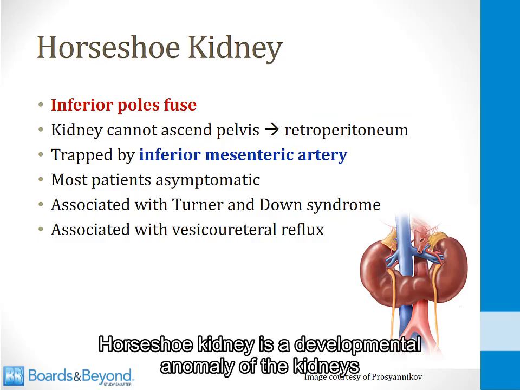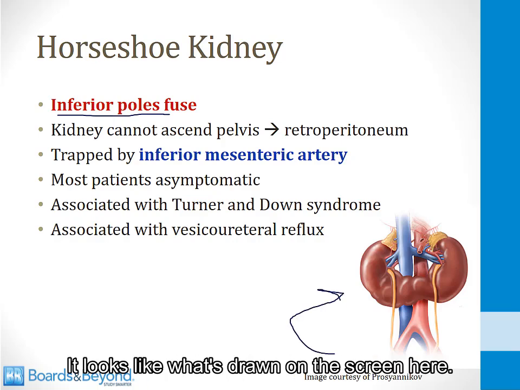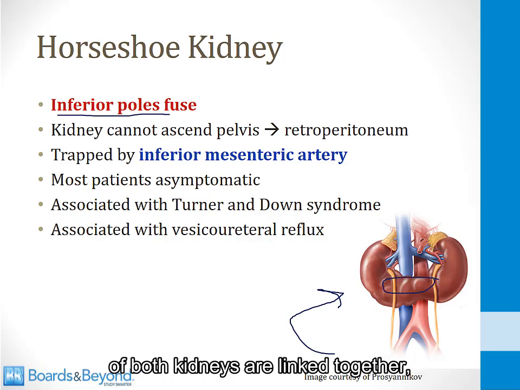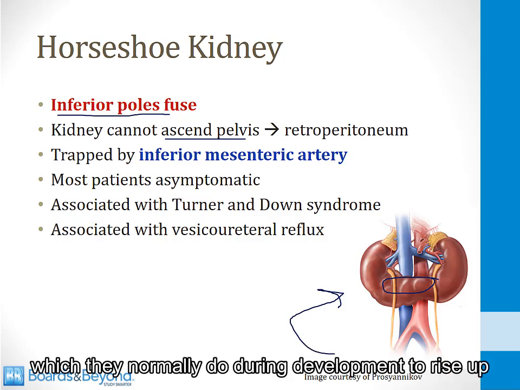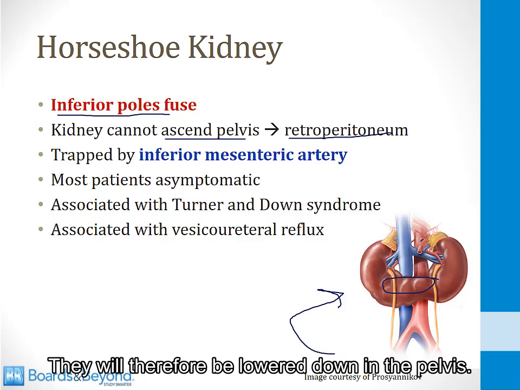Horseshoe kidney is a developmental anomaly of the kidneys where the inferior poles of both kidneys fuse. It looks like what's drawn on the screen here. You can see that the bottom or inferior portions of both kidneys are linked together. That's called a horseshoe kidney. When this happens, the kidneys cannot ascend in the pelvis, which they normally do during development, to rise up and settle in the retroperitoneum. They will therefore be lower down in the pelvis.